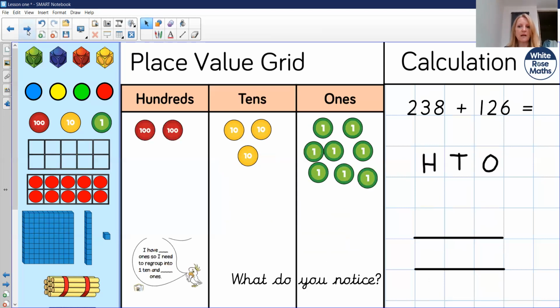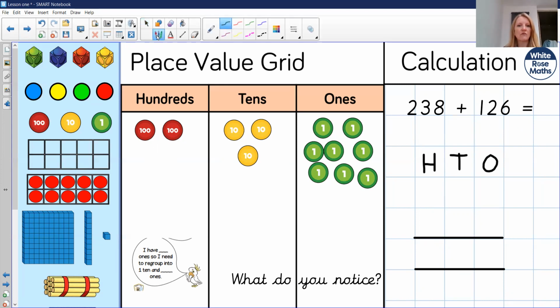Let's have a look at another example. This one's got 3 digits in it. So I've got my place value headings, hundreds, tens, and ones. It's important that we put those at the top when you're laying out these questions. And I've got my calculation here, 238, add 126. In my place value grid, let's have a look at which one's being represented. 2 hundreds, 3 tens, and 8 ones. So this is 238.